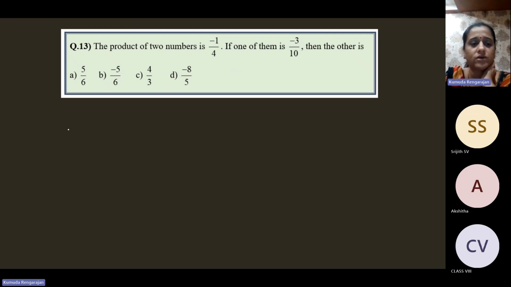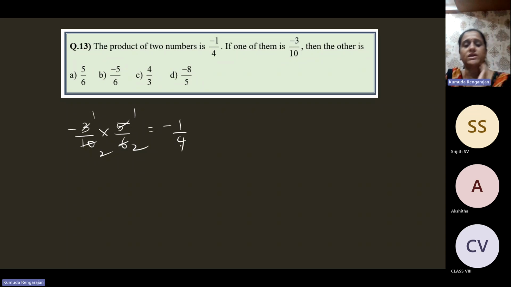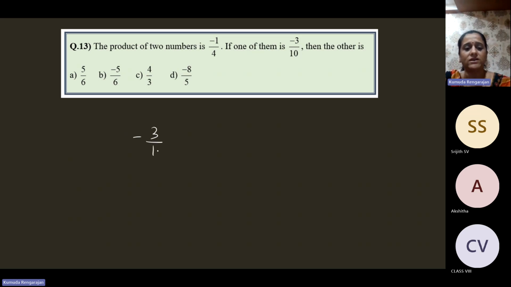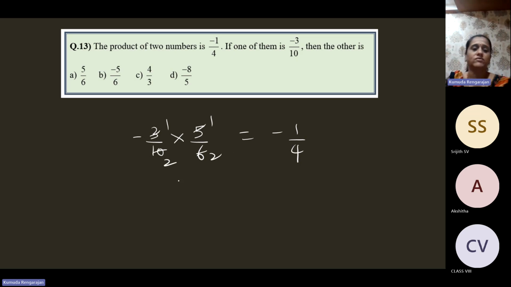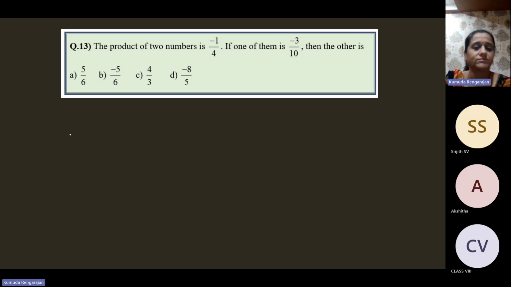So the product of -3/10 and 5/6. 3 ones are 3, 2 fives are 5, 2 twos are 4. So -1/4. So correct. 5/6 is the correct option. Because one of the numbers is -3/10 and the other number is 5/6. Now the product of these two should give you -1/4. So option A is the correct option.